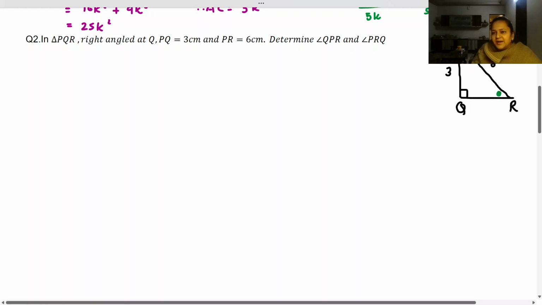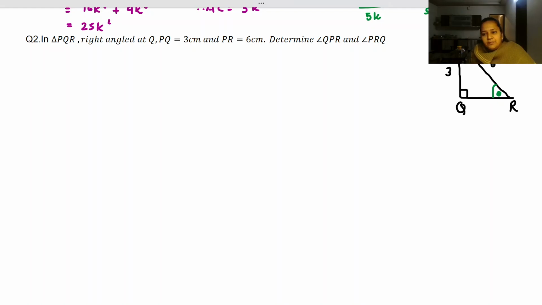Now, we need to find the measure of angle R and angle P. When we look into the figure, we see that we know the opposite side of angle R, which is PQ. We know the measure of PQ. We also know PR, which is the hypotenuse. So we know the opposite side and the hypotenuse. And what do we know? We know the trigonometric table for all the values.